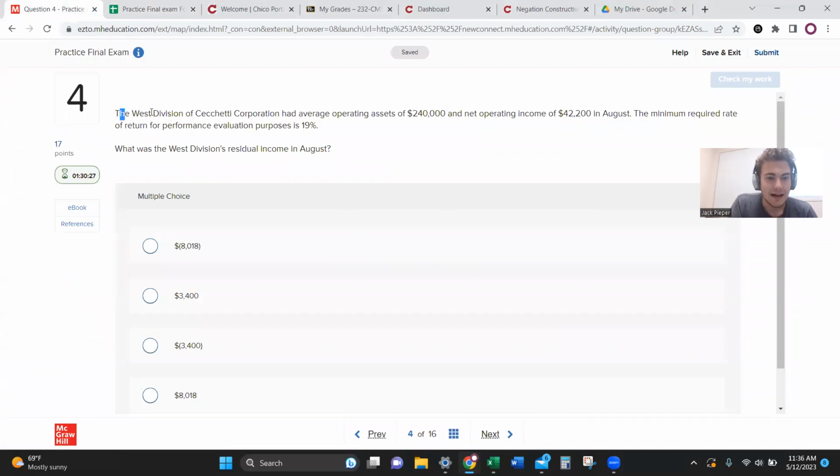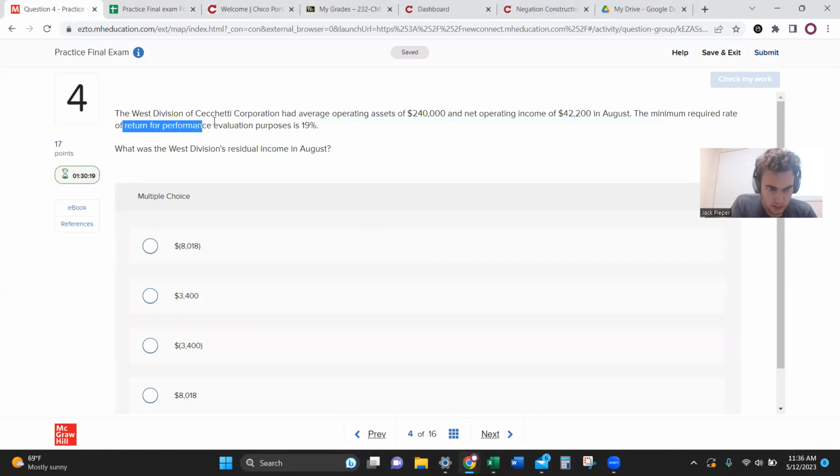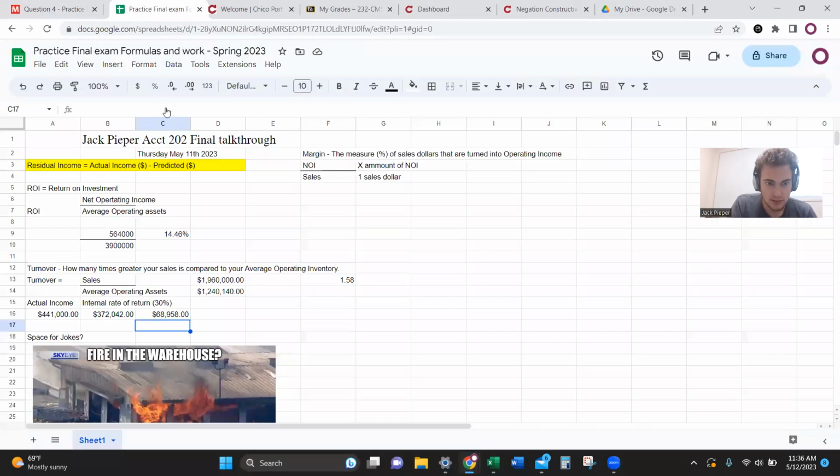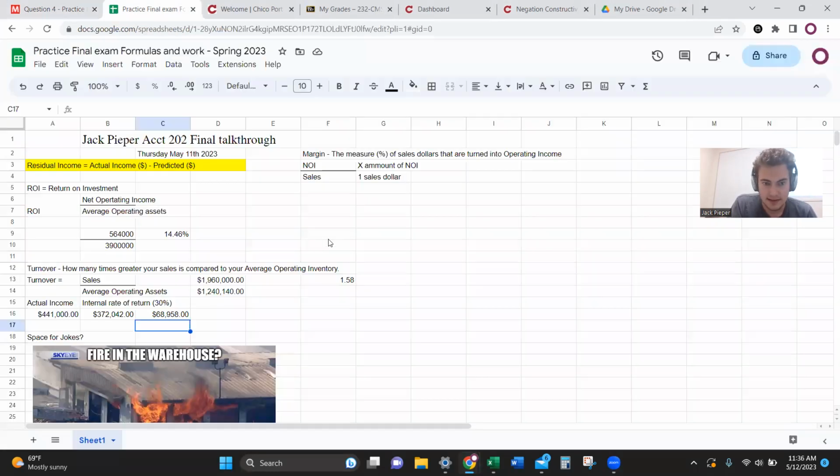Just kidding. West Division has average operating assets of 240,000 and net operating income of 42,200. The return is 19%. What is the residual income of August? Okay, well, since you watched my video, I'm just kidding. Residual income, actual income minus predicted. So it gives us the actual income. So let's just write that down.